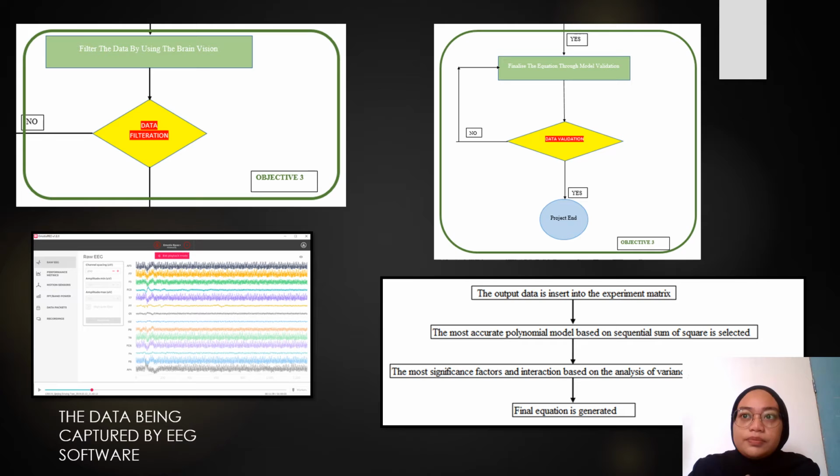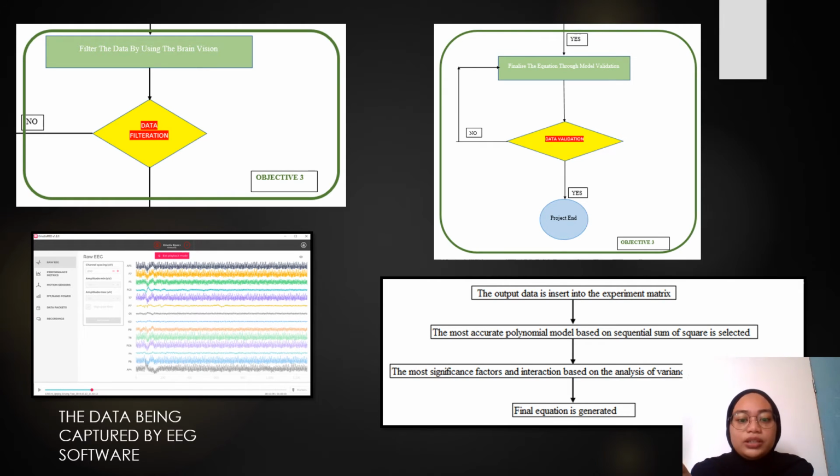Here is the last part of the experiment. The last part is analyzing the data by using software. There are two main software used. First, BrainVision, which clears all the noise of the data. The noise here means the data that is outside the maximum and minimum limit.